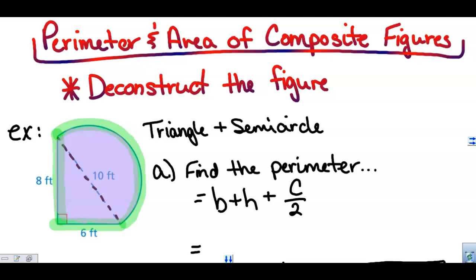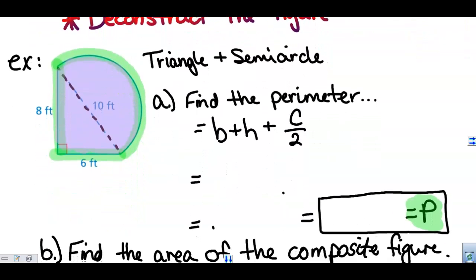The perimeter is the distance all the way around. Okay, so we've got the base of this triangle and the height of this triangle. Those are easy measurements to follow. Again, I always like to just find a starting point and go clockwise from there. So we have 6 plus 8, but then we come up against a curve. Now this is part of our semicircle. So what measurement of a semicircle is it? Well, it's actually the circumference. And the circumference of a semicircle is the circumference of a circle divided by 2.